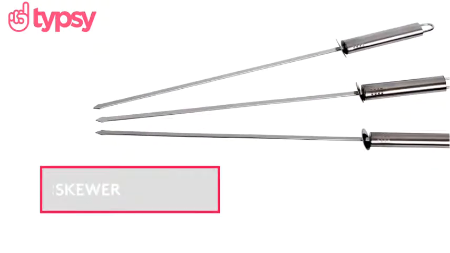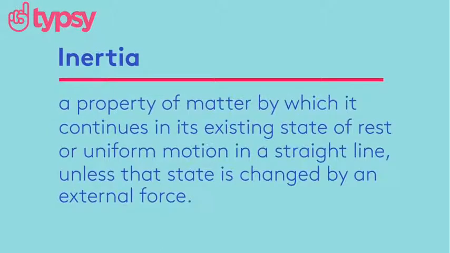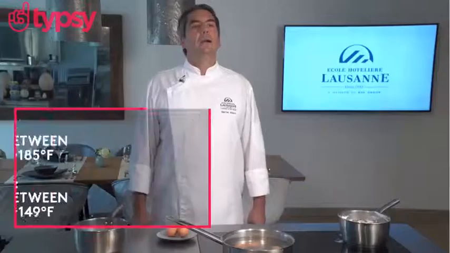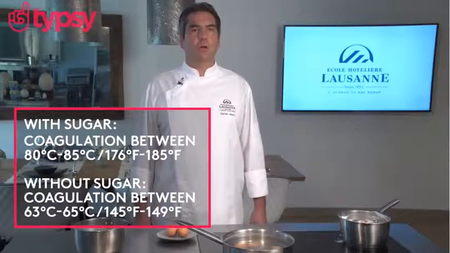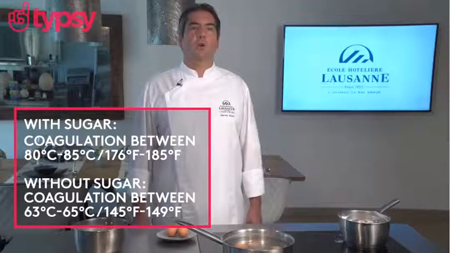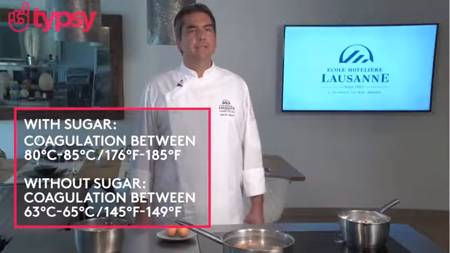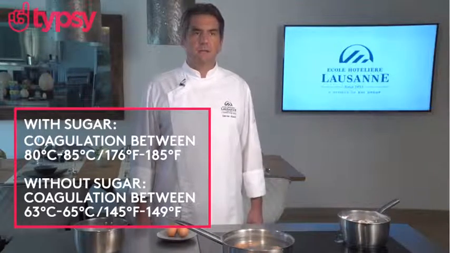The traditional method for testing their doneness is a skewer. It should come out clean and dry. Since the proteins have bonded to each other, they are less likely to stick to anything else. Egg yolks coagulate between 80 degrees and 85 degrees Celsius with sugar, but without, the temperature of the coagulation of the yolk is between 63 and 65 degrees Celsius.